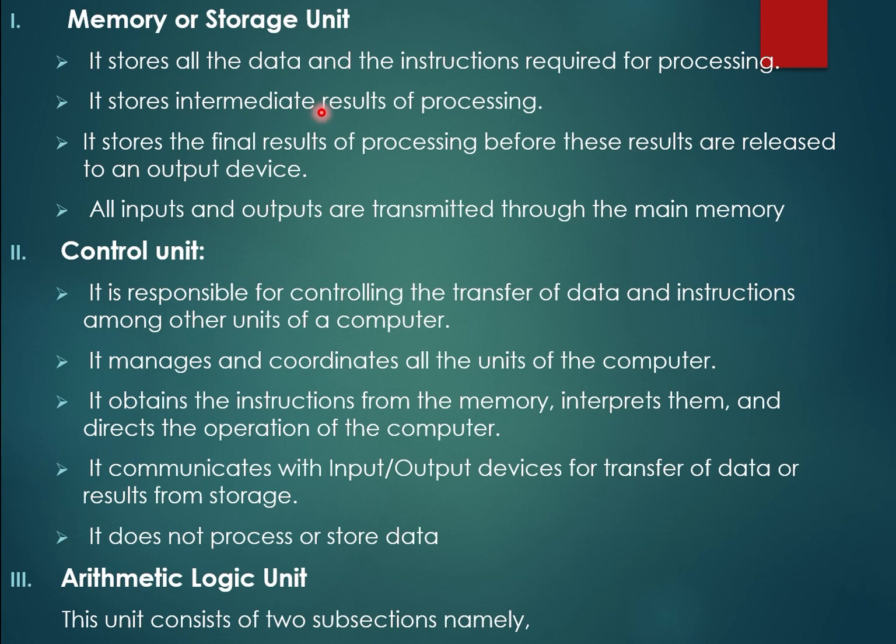Whereas final results are the results which are obtained after execution of the program. Here the 70 is the final result, whereas 7 is the intermediate result. Okay, the next point is that it stores the final results of processing before these results are released to an output device. I already explained the final results, and these are stored in the memory or storage unit. Intermediate results and final results are stored in the memory or storage unit before coming out of the computer.